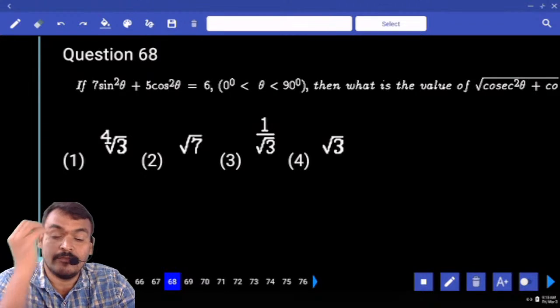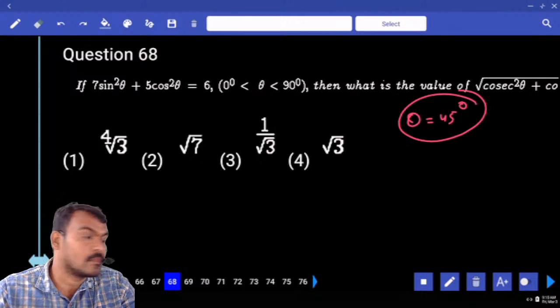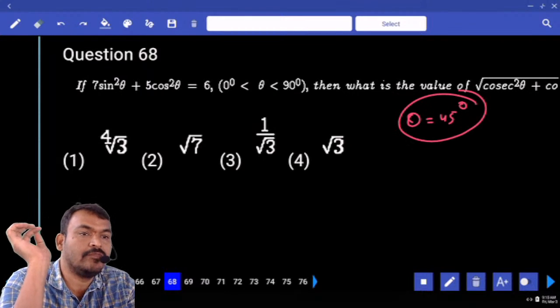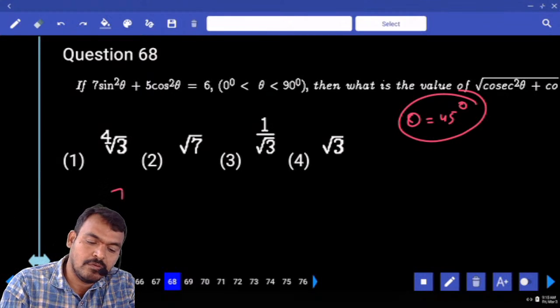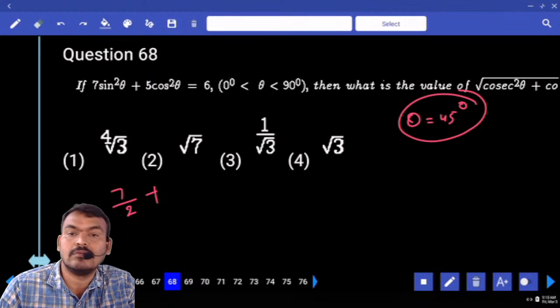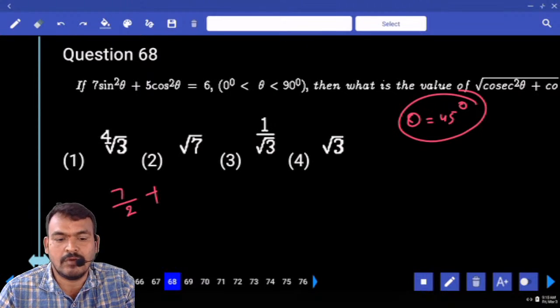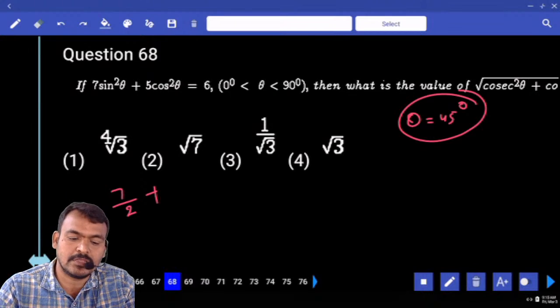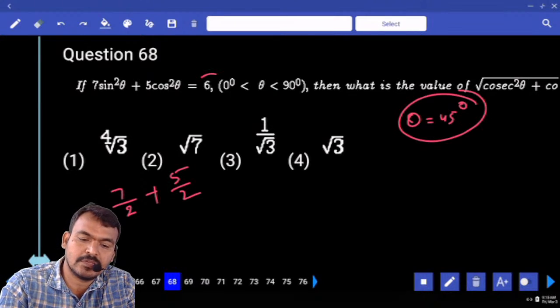Okay, theta value 45. Sin 45 is 1 by root 2. Squared, it will be 7 by 2. 5 cos square 45 is also 1 by root 2 squared, which is 5 by 2. 7 plus 5 is 12, and 12 by 2 is 6.